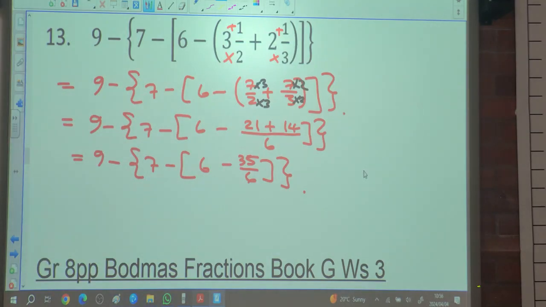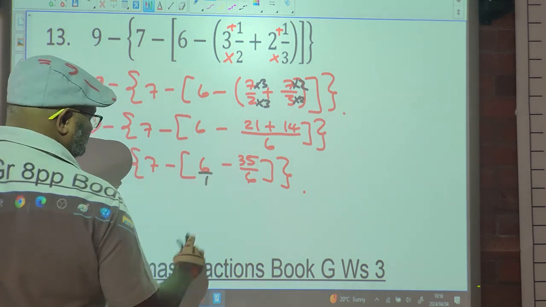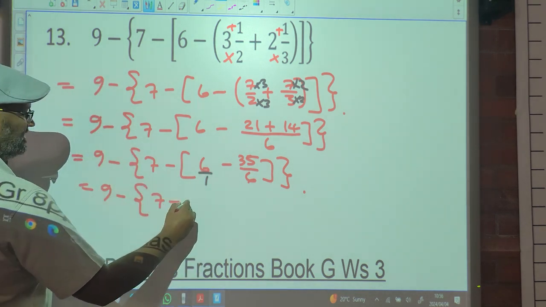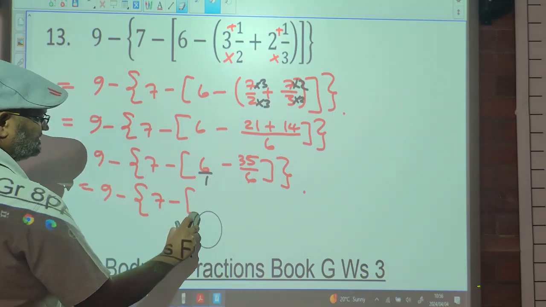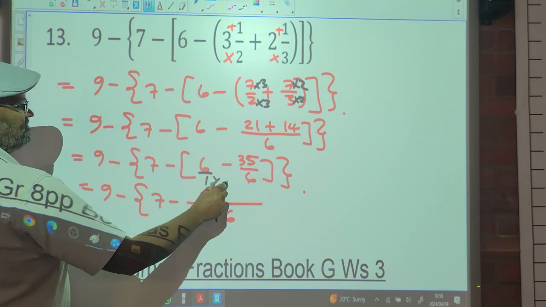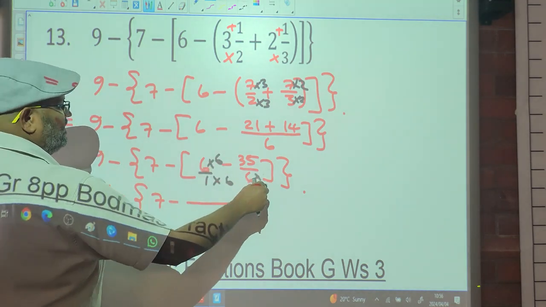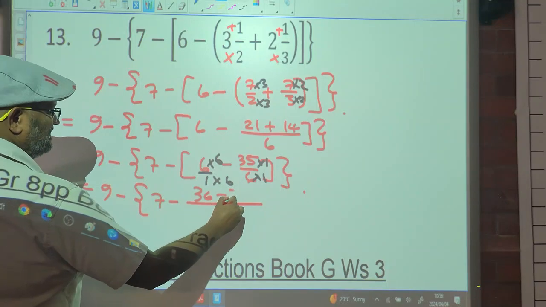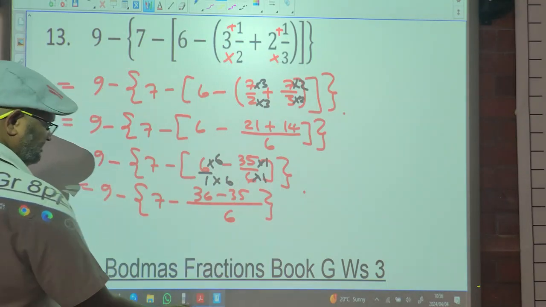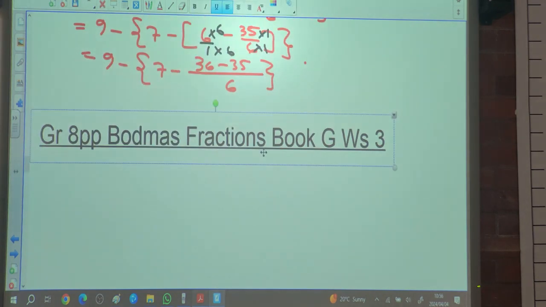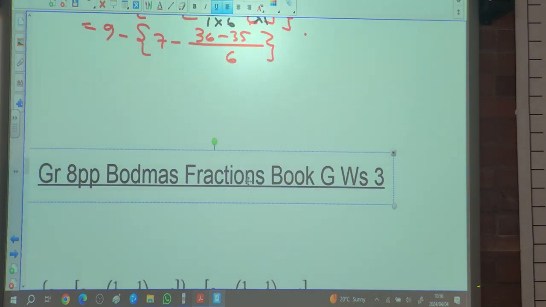So what do we have to do now? Again, the inside of the bracket. Your LCM there is 6. So it's 9 minus, squiggly, 7 minus block. No, we don't need this. So it's going to become 6. We'll multiply that by 6 and this by 1. 6 times 6, 36, minus 35. Now what? 36 minus 35? 1.